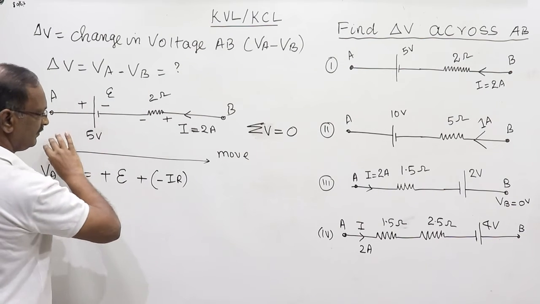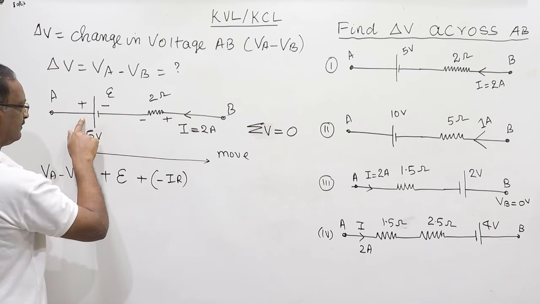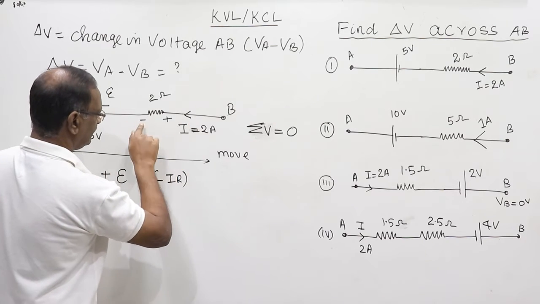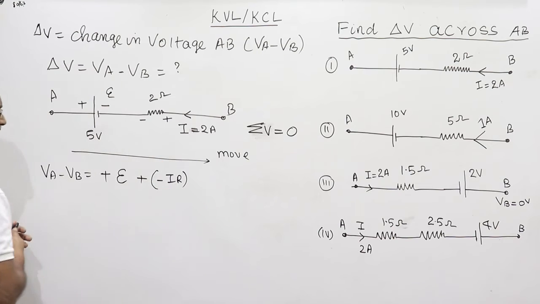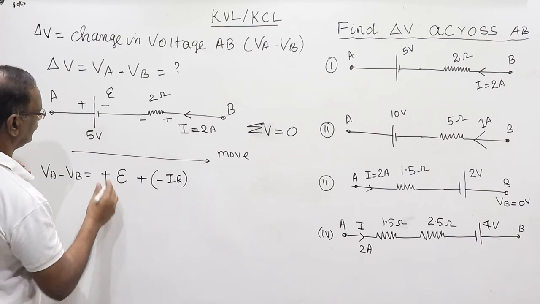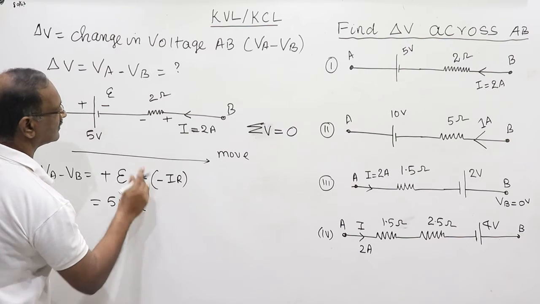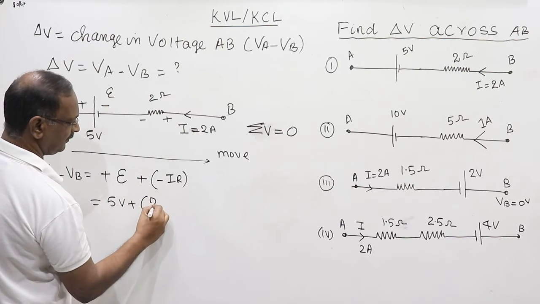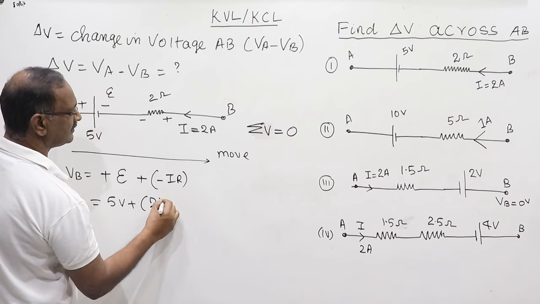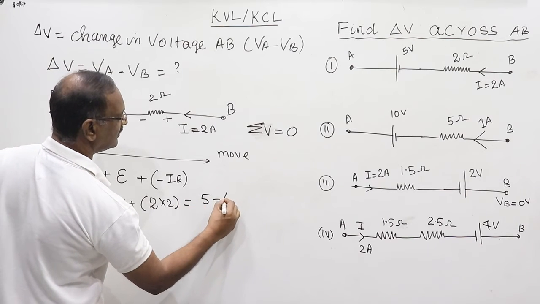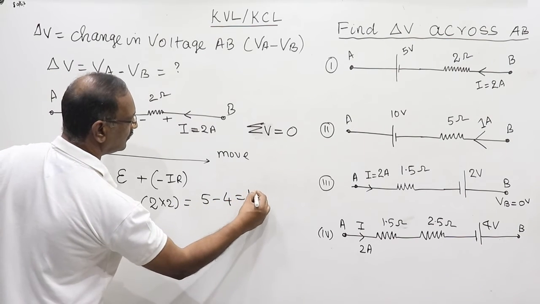That's all, because there is a battery, there is a resistor. If you are moving this way, positive side terminal will be positive EMF, and we are moving this way, this is negative to positive, means negative voltage. So this is equal to 5 volt minus, what is the current flowing? 2 ampere, 2 ampere into resistance 2, is equal to 5 minus 4 is equal to 1 volt.